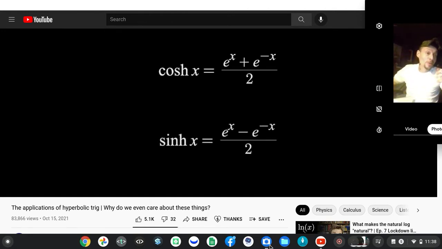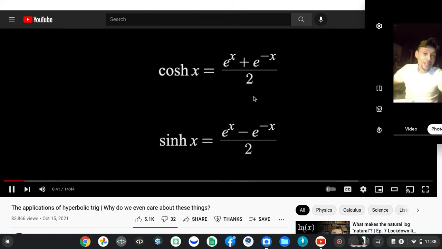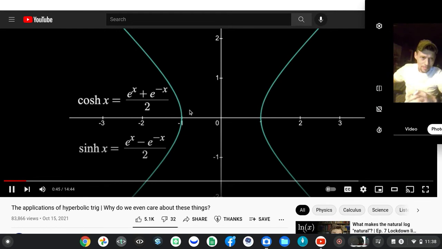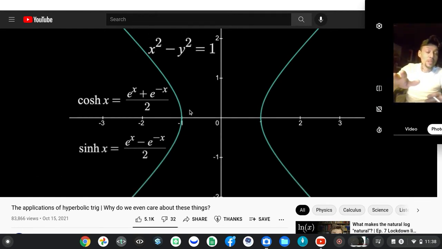However, hyperbolic trig and trig go hand in hand with the shapes that the hyperbola has the equation x squared minus y squared equals 1. But this probably doesn't make sense to you the same way.